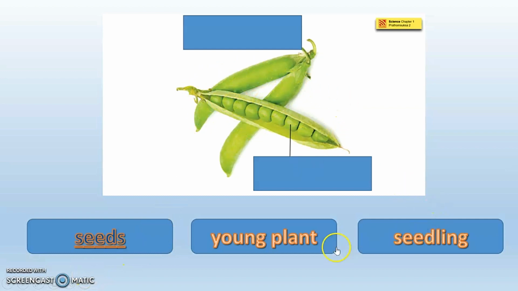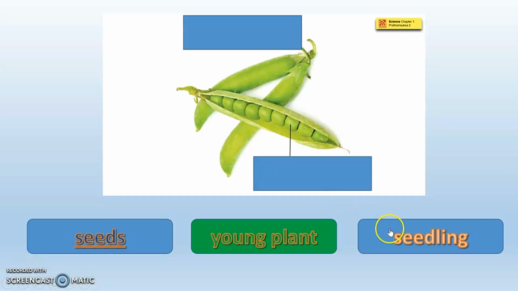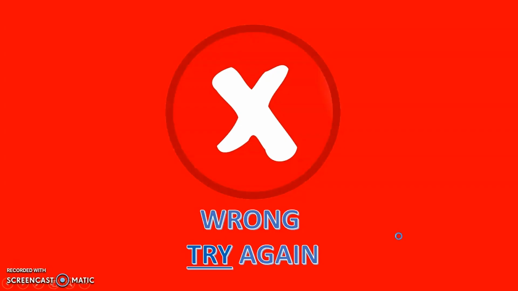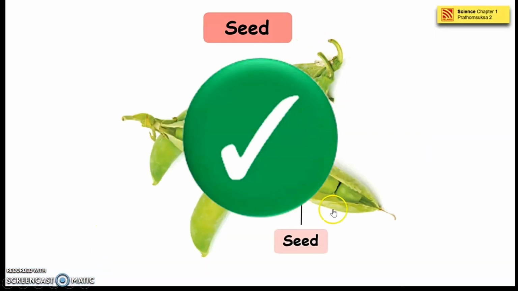Okay, if you answer young plant, let's try to check if it's correct. 1, 2, 3. Wrong. So what's next? How about the seedling? Let's try to check. It's wrong again. So obviously the answer is seeds. Wow, well done. It is seeds.